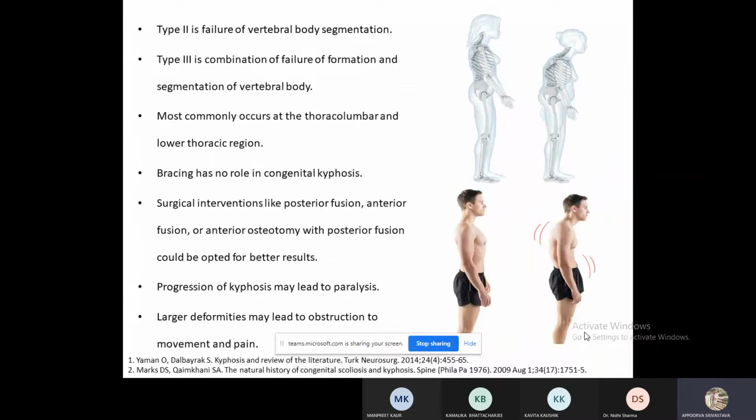Most commonly it occurs at the thoracolumbar region and lower thoracic region. Bracing has no role in congenital scoliosis and kyphosis. Surgical interventions like posterior fusion, anterior fusion, or anterior osteotomy with posterior fusion could be opted for better results. Progression of kyphosis may lead to paralysis. Larger deformities may lead to obstruction to movement and pain.